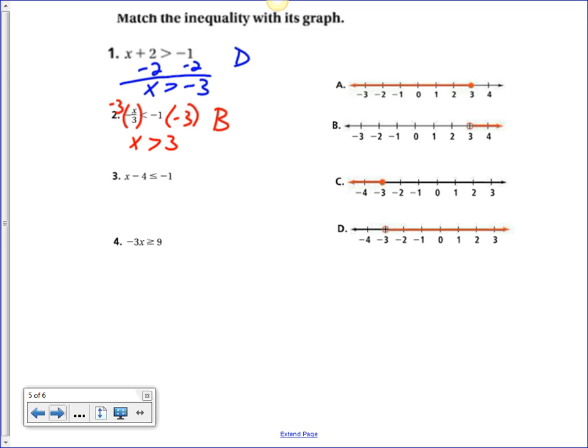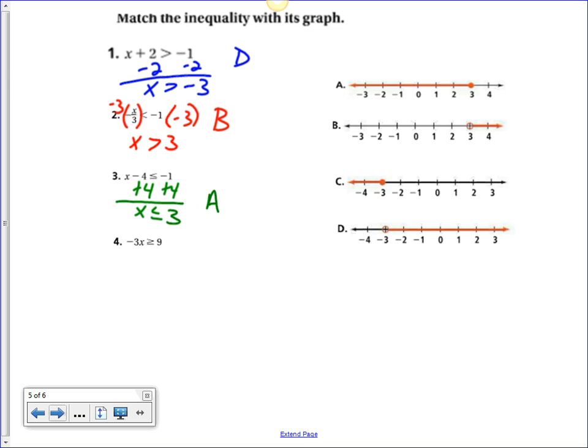Okay. Number 3. To solve this one, you should have added 4 to both sides, and you would have x is less than or equal to a positive 3. So less than or equal to a positive 3, closed circle on the 3, arrow to the right, which would be letter A.